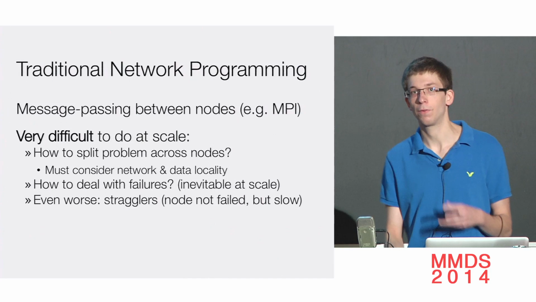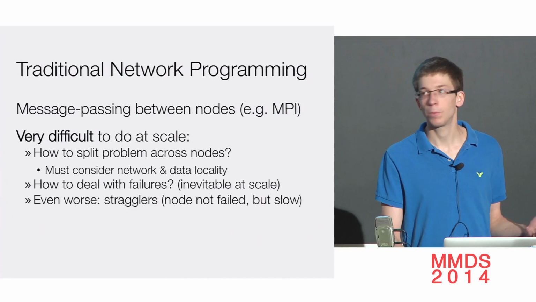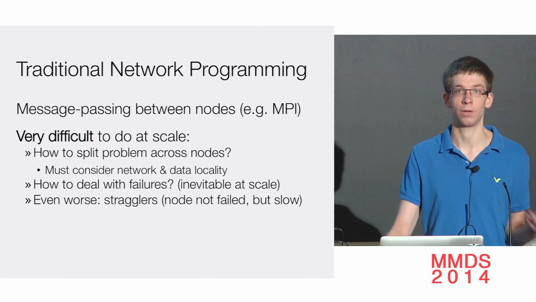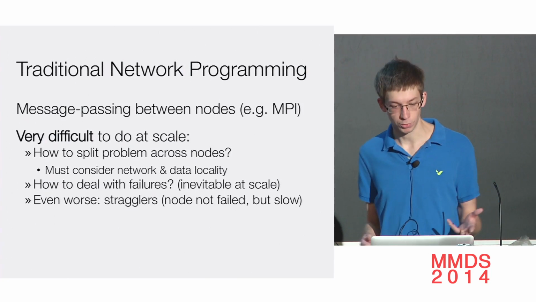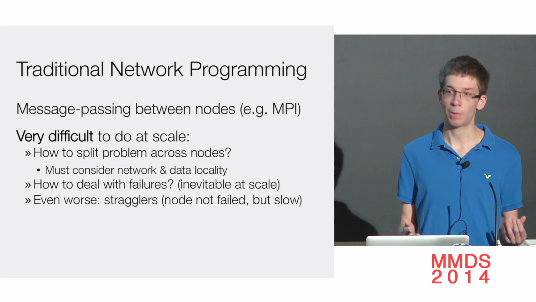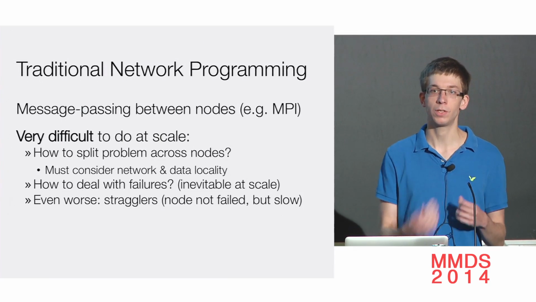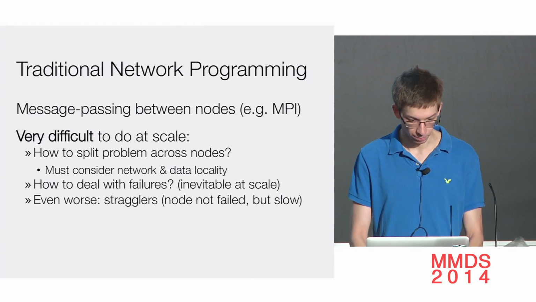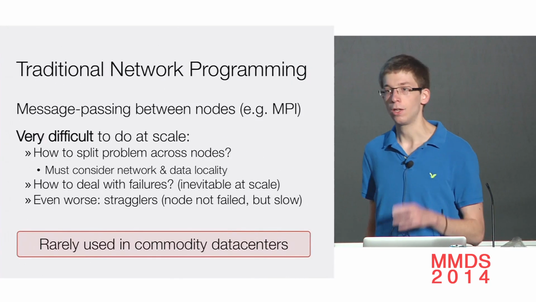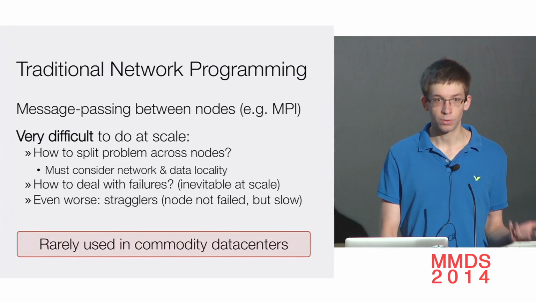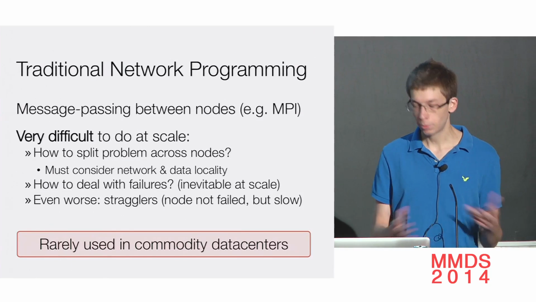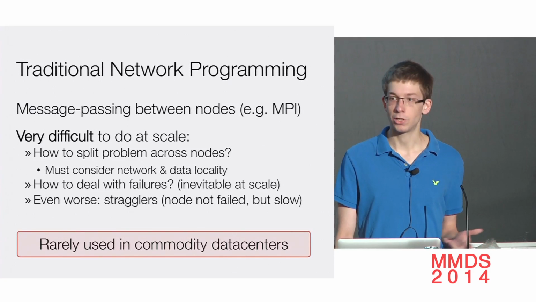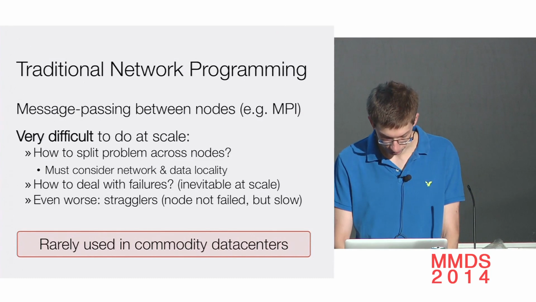And finally, even if a node doesn't fail, another problem you get at large scale is some nodes are just going to be slower than others for whatever reason. Maybe they run into some temporary problem, who knows what it is. And again, traditional message passing code kind of assumes that everything is in sync, and it's really hard to modify your application to deal with these problems. So because of these reasons, in the large data centers you have today at Google, Amazon, and so on, message passing is very rarely used. It's almost never used to write these large applications because it's just too difficult.